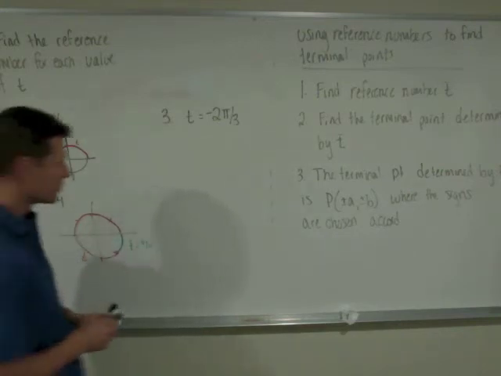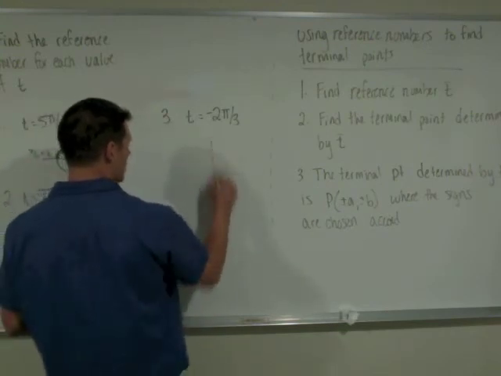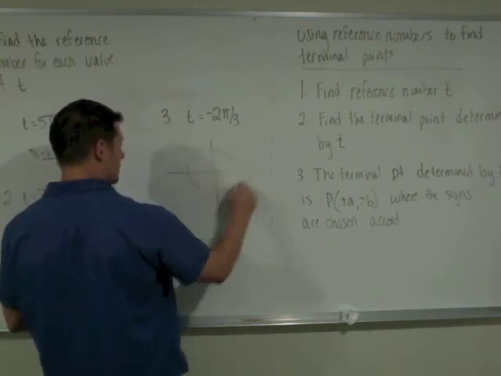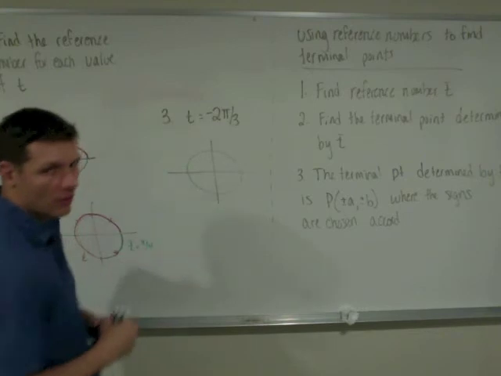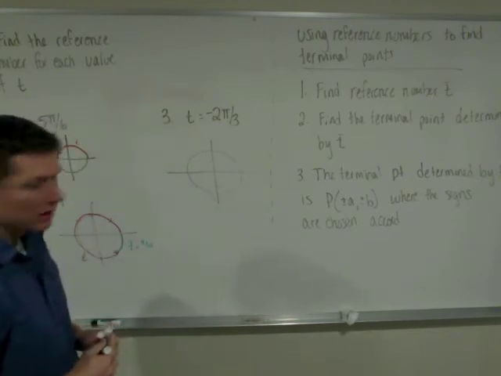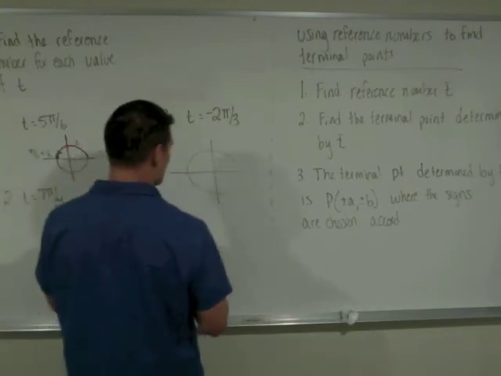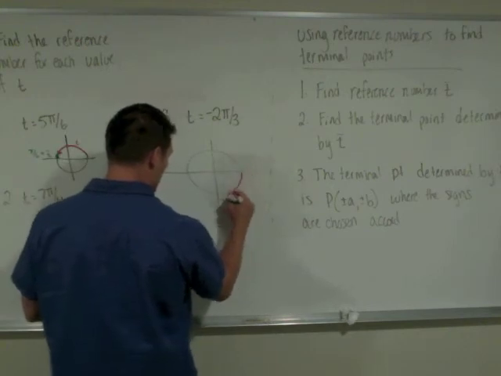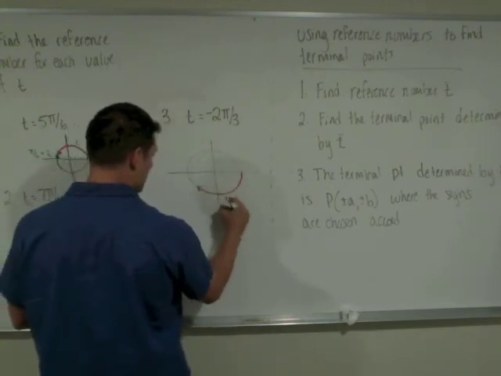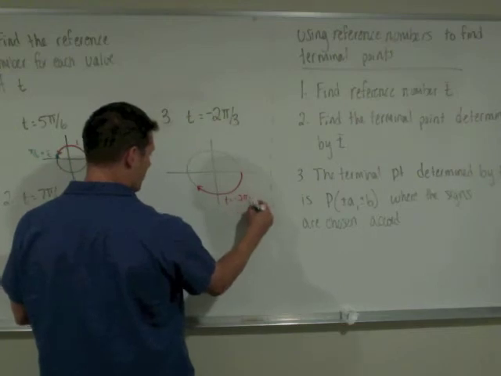Now I have t equals negative 2 pi over 3. Draw my unit circle, fantastic. Negative 2 pi over 3, so now we're going to move in a clockwise fashion to find t. T is negative 2 pi over 3, puts me here, right? T equals negative 2 pi over 3.